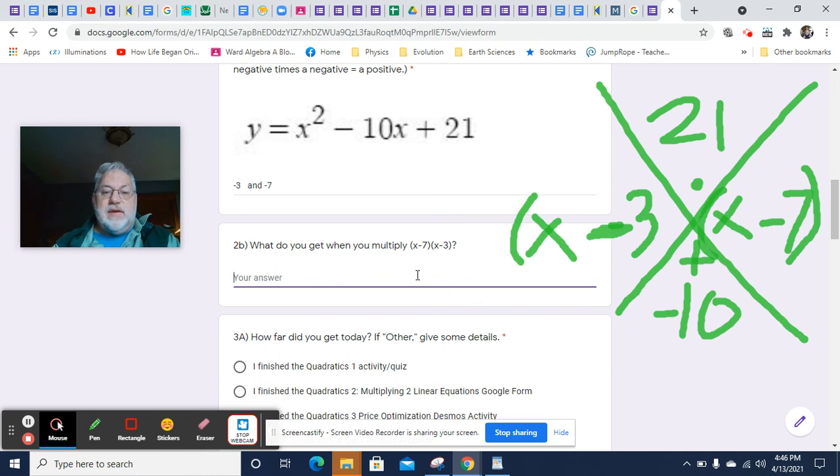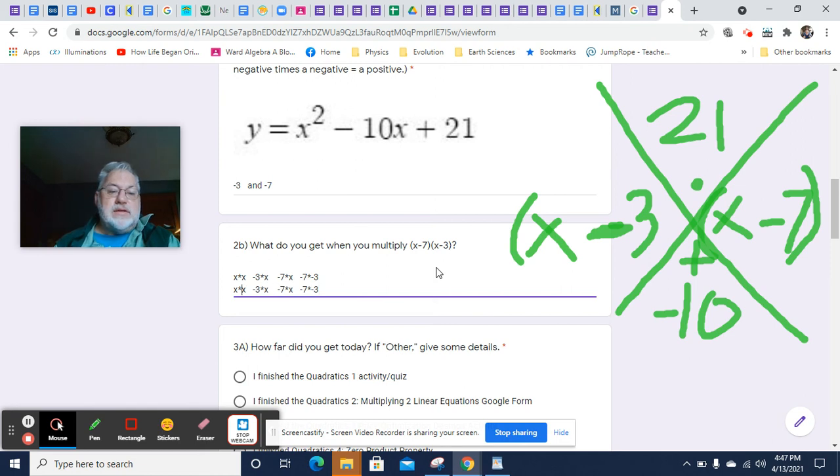So x times x is the first thing we'll have to deal with. Then we have x times negative 3, so negative 3 times x. And then negative 7 times x. And then negative 7 times negative 3. And we can put all of that together. x times x is x squared. Negative 3 times x is negative 3x. Negative 7 times x is negative 7x. And negative 3 times negative 7, or negative 7 times negative 3, is positive 21.